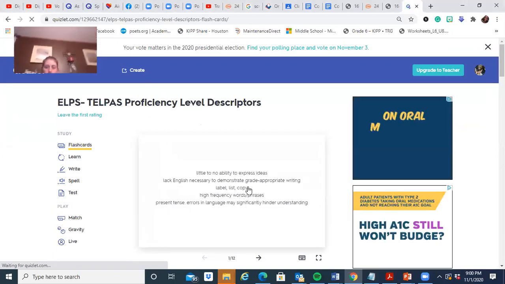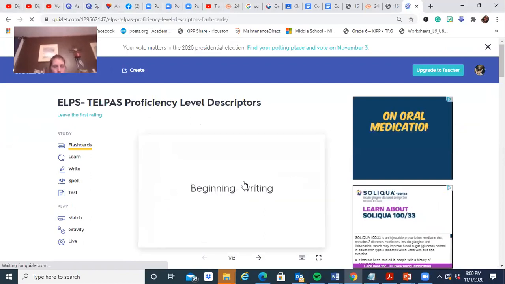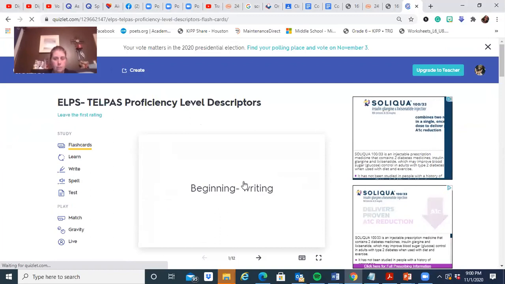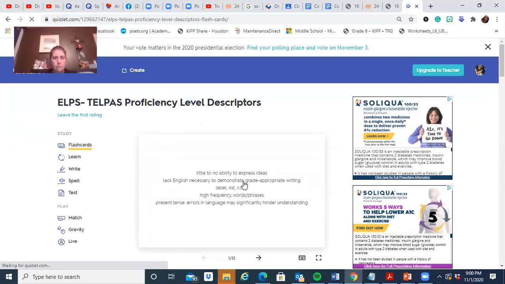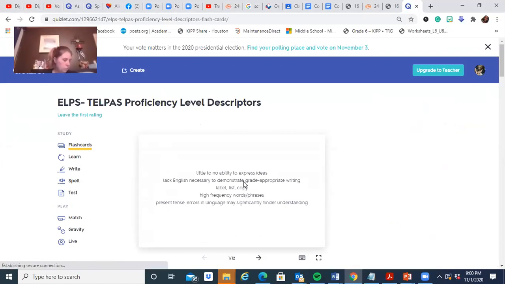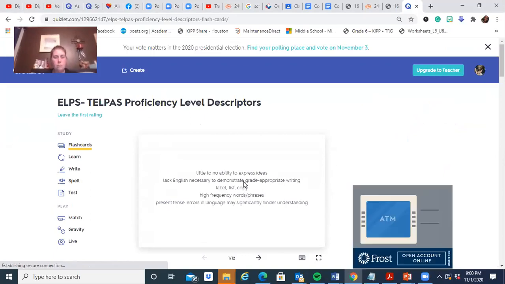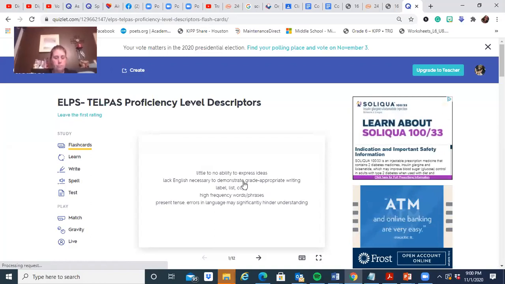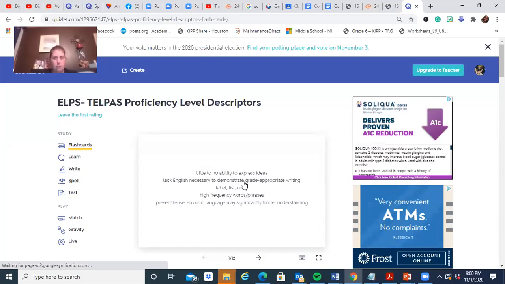So for beginning writing, right? Because they're going to probably give you some writing samples. For beginning writing, you want to remember it's little to no ability to express ideas. They lack the English necessary to demonstrate grade appropriate writing. They might label, list, and copy. They use a lot of high frequency words and, to, but. There's a lot of present tense errors in language.